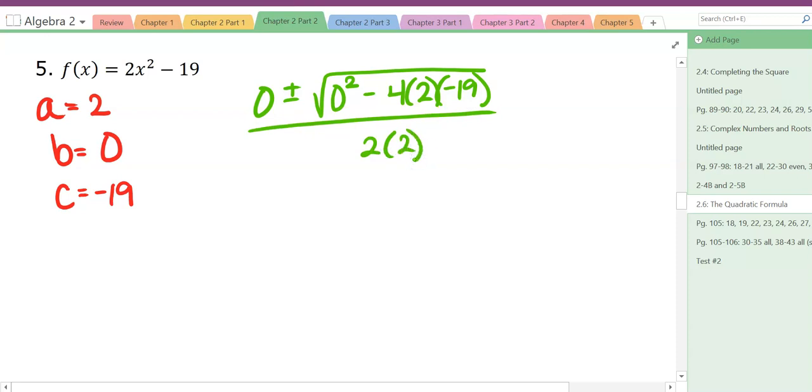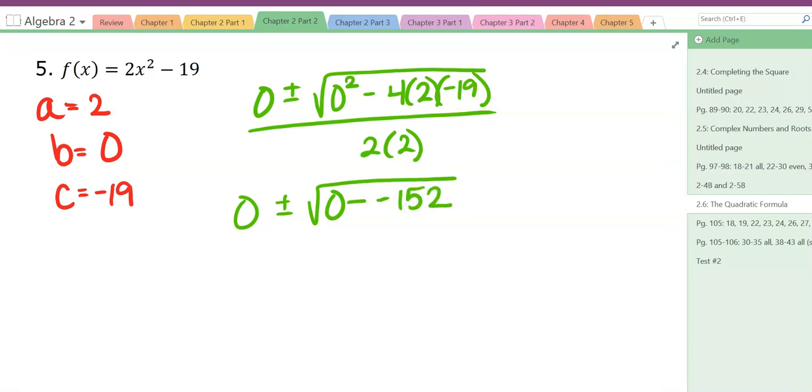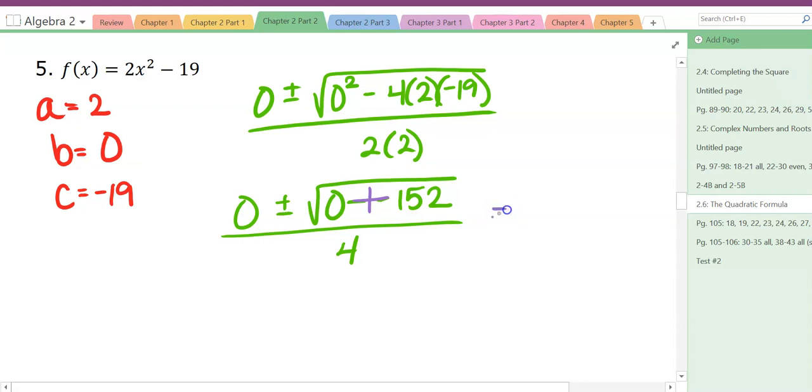Now, underneath the square root sign, because we've got 0 plus or minus, we've got a 0 squared, which is 0, and then minus, if I take 4 times 2 times negative 19, that's going to be negative 152. So we've got the double negative happening again here. So this is going to end up adding, so it's going to be 0 plus 152. And that's all over 4. So what I'm going to do next is start to drop these zeros off because they're not going to affect my problem at all. So I'm going to be left with the square root of 152 over 4.